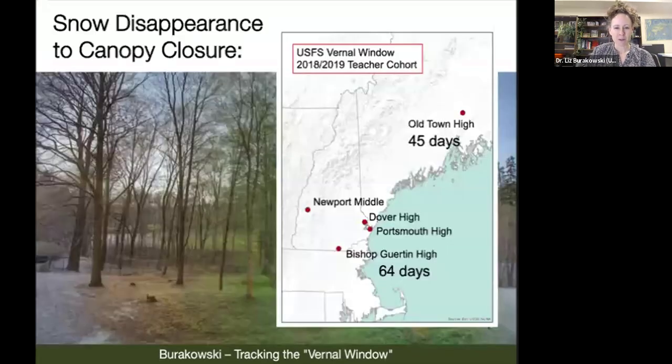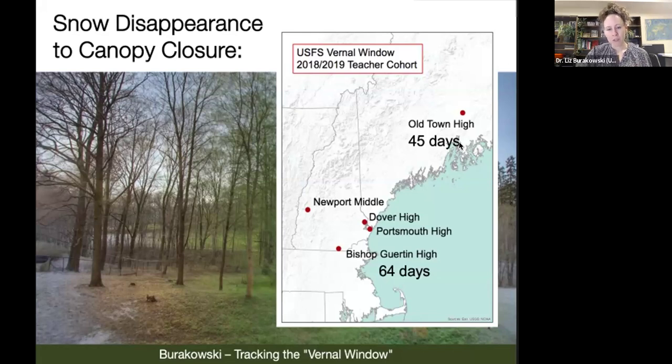They also were able to compare this to other high schools. I didn't actually get the data from Newport, Dover, and Portsmouth, but Bishop Guertin reported a vernal window length of 64 days in their southern location in southern New Hampshire here. And then Old Town, again consistent with what we observe, found that their vernal window was substantially shorter. It was 45 days, so about 3 weeks shorter up there.